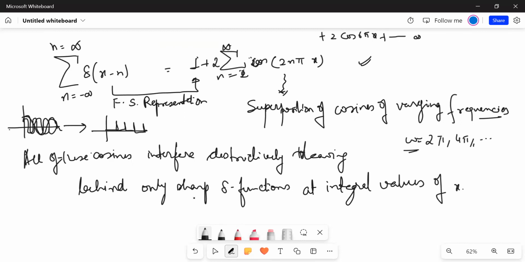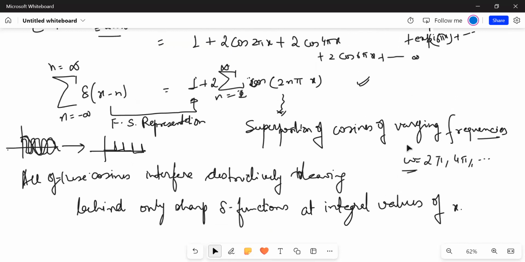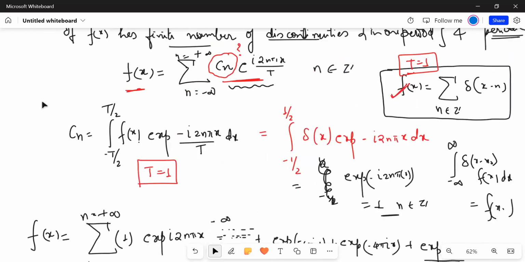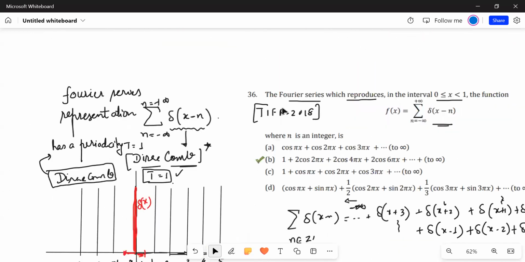So basically, what is happening? This is how you write the Fourier series representation of the Dirac Comb function. This was asked in your TIFR examination.